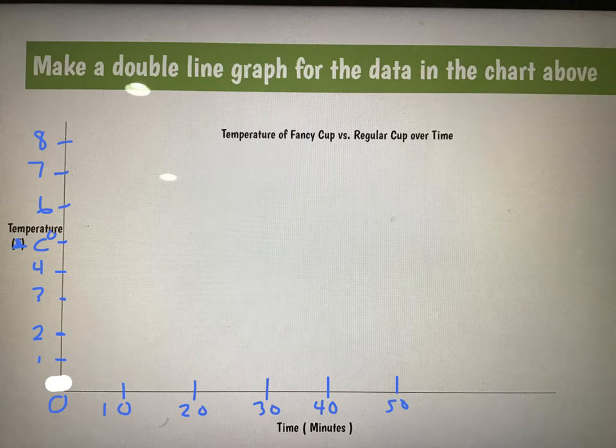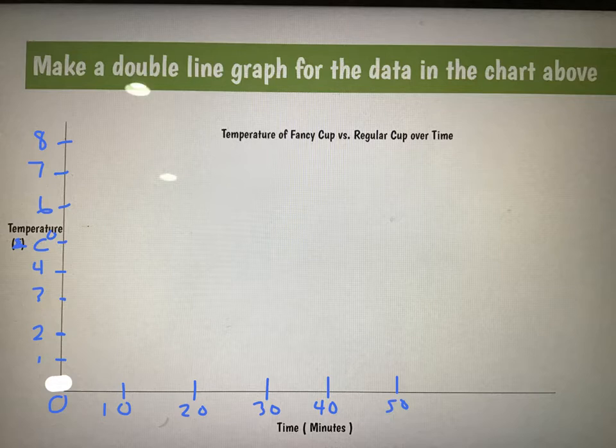All right, everybody, welcome back. This is the next part of our fancy cup versus regular cup investigation. We're going to be taking the data that we collected yesterday and put in our data table, and we're going to be creating a double line graph out of it.